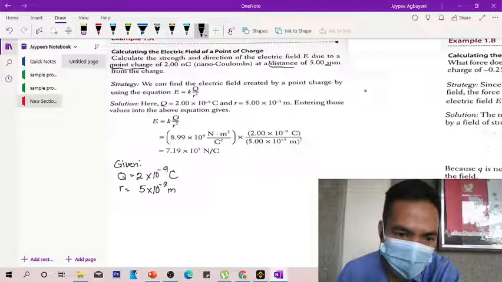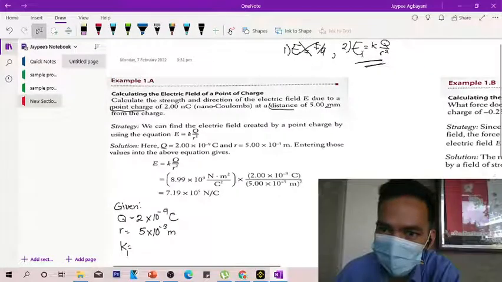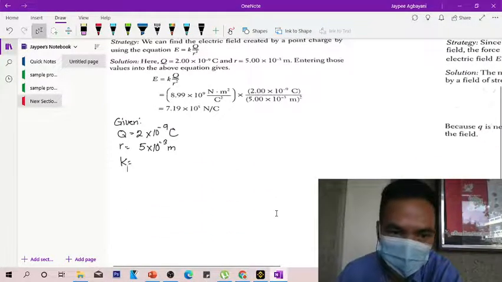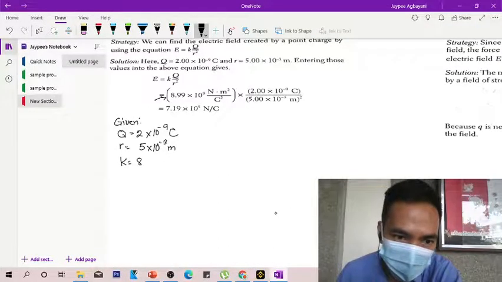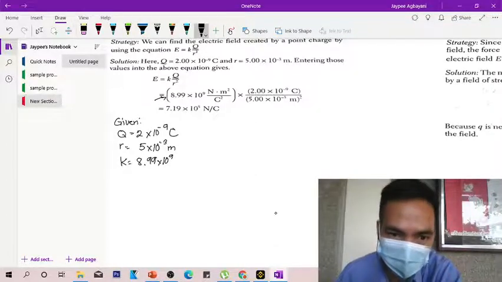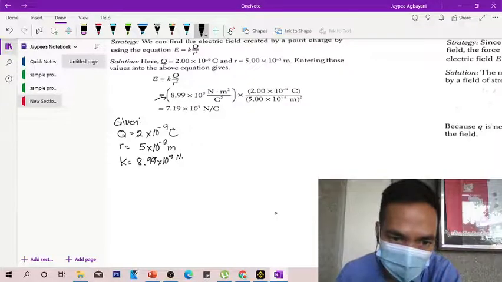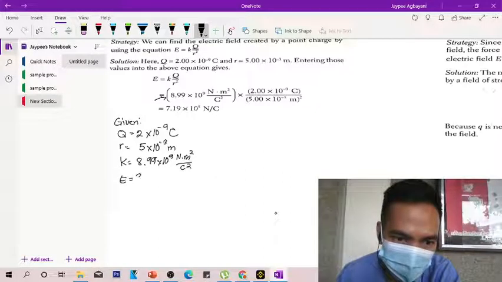Kasi nga, millimeters, and millimeters is times 10 to the negative 3. Okay? And, kailangan natin yung K. Why? Kasi yung ating formula is equal to K times Q over R square. And K is a constant. Meron siyang constant value. Ito siya: 8.99 times 10 raised to positive 9. Take note of this one, positive 9. The unit is N m square over C square. And also, yung E natin, which is the unknown.